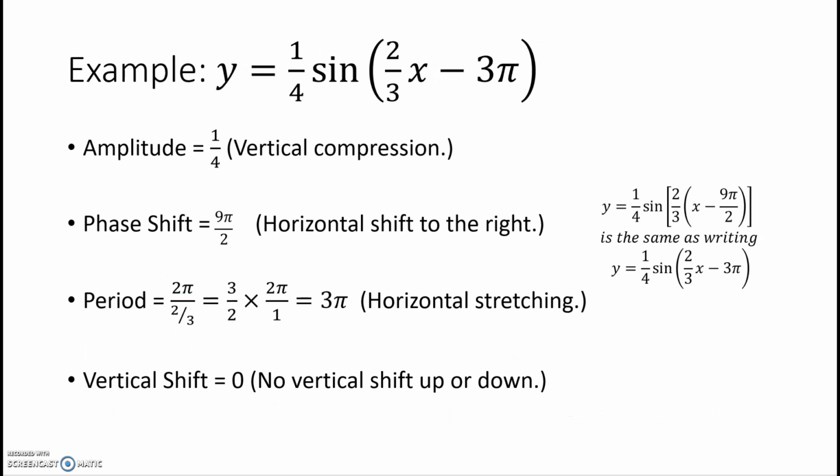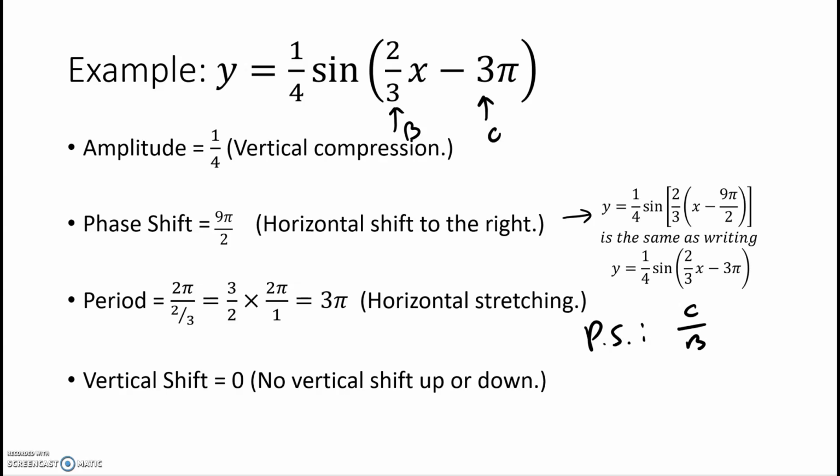Okay, phase shift. What we can do is we can see that this is our c value, this is our b value. Or if we wanted to have our phase shift right in front of us, we could change this equation into this right here, basically factoring out the 2/3, which might be easier for this one. Phase shift is c over b.